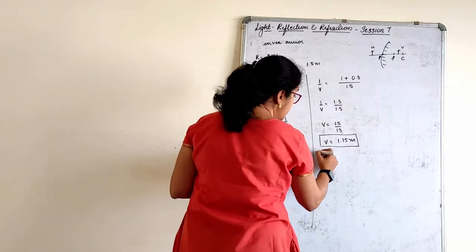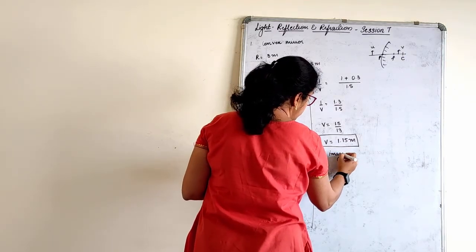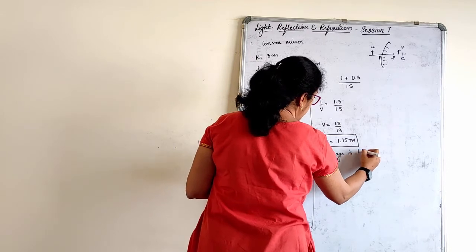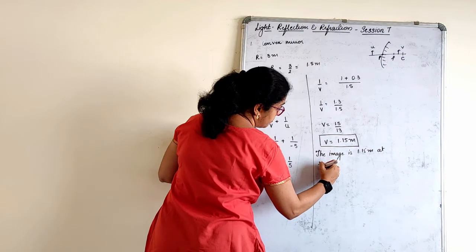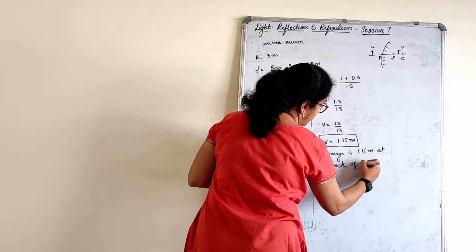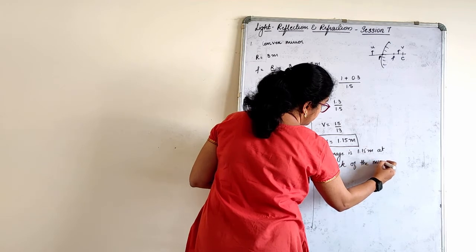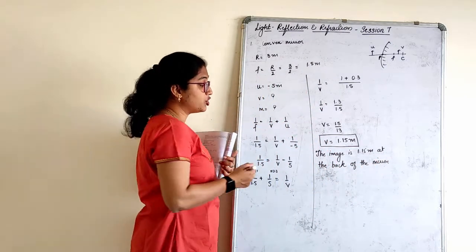The image is 1.15 meter at the back of the mirror. Right? This much we have got. Nature.